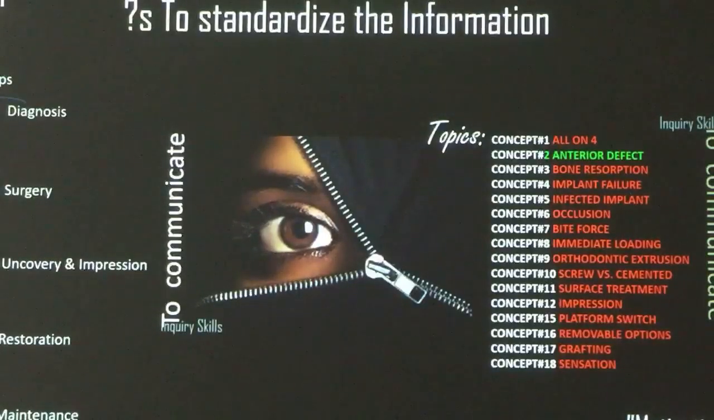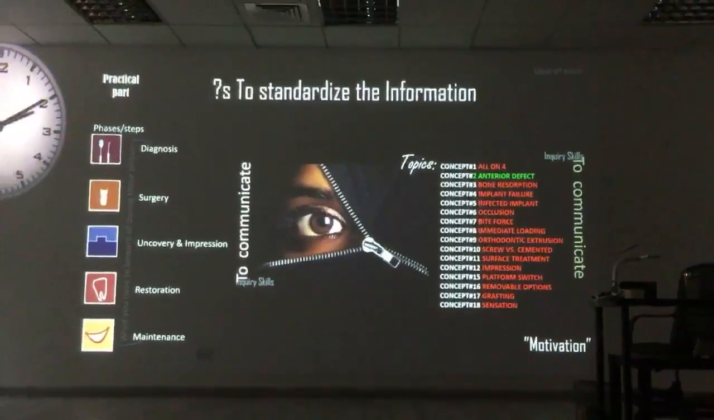Okay. The topic of today is anterior defect. Can you unzoom a little bit? Unzoom. Yeah, perfect. More if you can. That's perfect. All right.